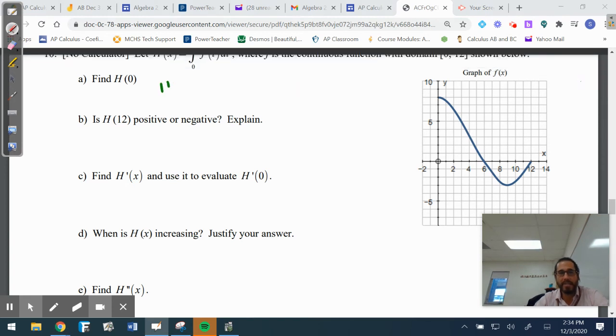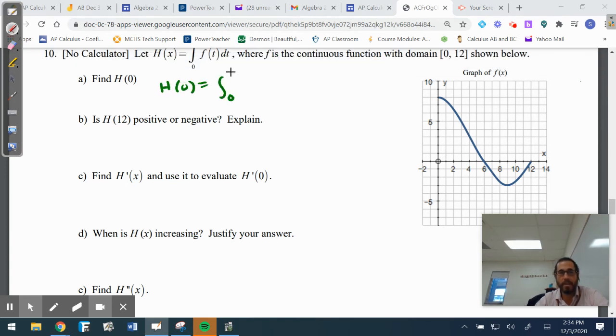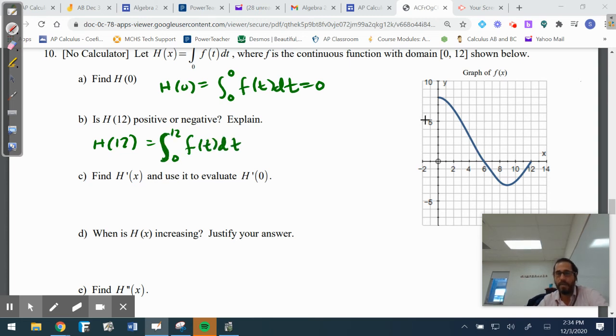H of 0. What the heck is H of 0? H of 0 just means you put a 0 in for x, right? That's all it means. And you should already know that the integral from 0 to 0 is 0. Sweet! H of 12. Is H of 12 positive or negative? The integral from 0 to 12 of f of t dt. This guy means area. That area above is definitely bigger, so that's going to be greater than 0. How could I explain it? Well, I would just say the area from 0 to 6 is much bigger and positive than the negative area from 6 to 12. That's it.